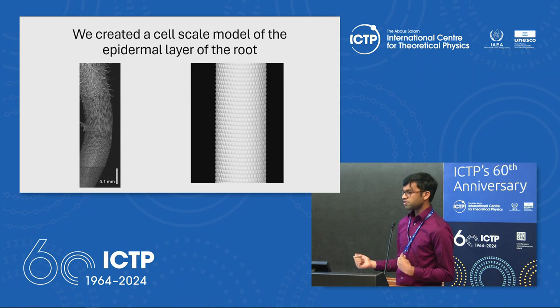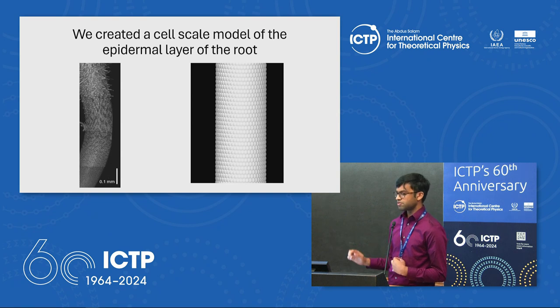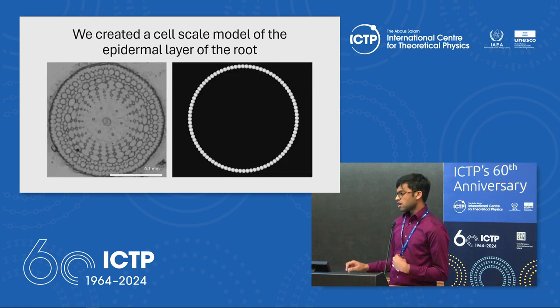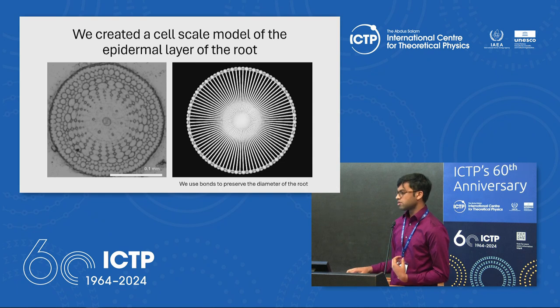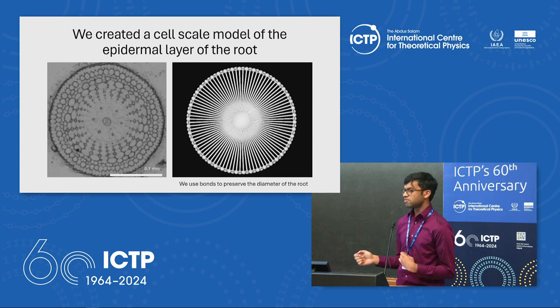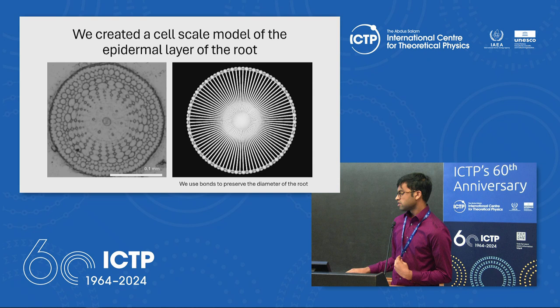So I've created a cell scale model of the epidermal layer of the root, which is the outermost layer. You can see that each cell here roughly represents a particle here, and we've scaled the model accordingly. Again, we're looking at just the outer layer of the root. So to create an analog for the inner model, we just put bonds in between to roughly preserve the diameter of the root. We believe that segmentation is regulated by this outer layer.